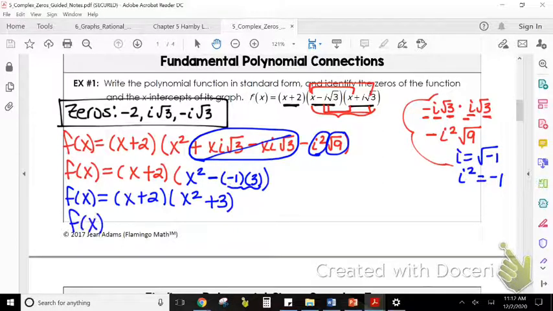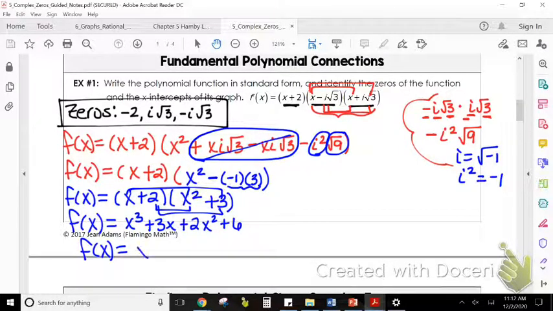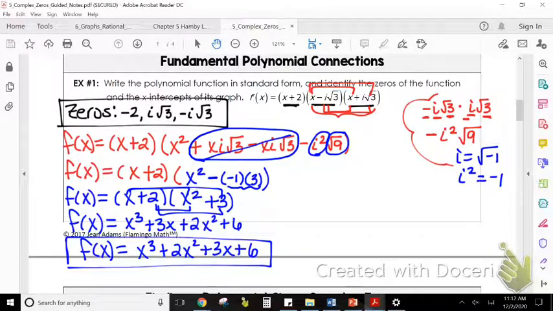So we have f of x equals x times x squared, x times 3, 2 times x squared, and 2 times 3. The only other thing we can do now, there are no like terms, but I do need to write them in standard form, so I need to put them in descending order of the exponents. So we end up with f of x equals x cubed plus 2x squared plus 3x plus 6. And there is our polynomial in standard form.